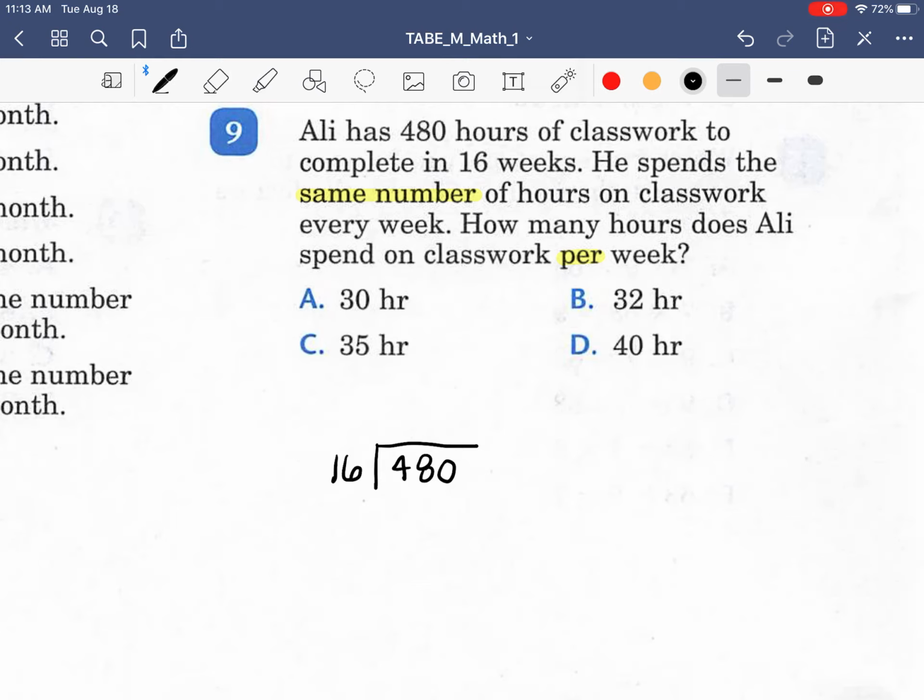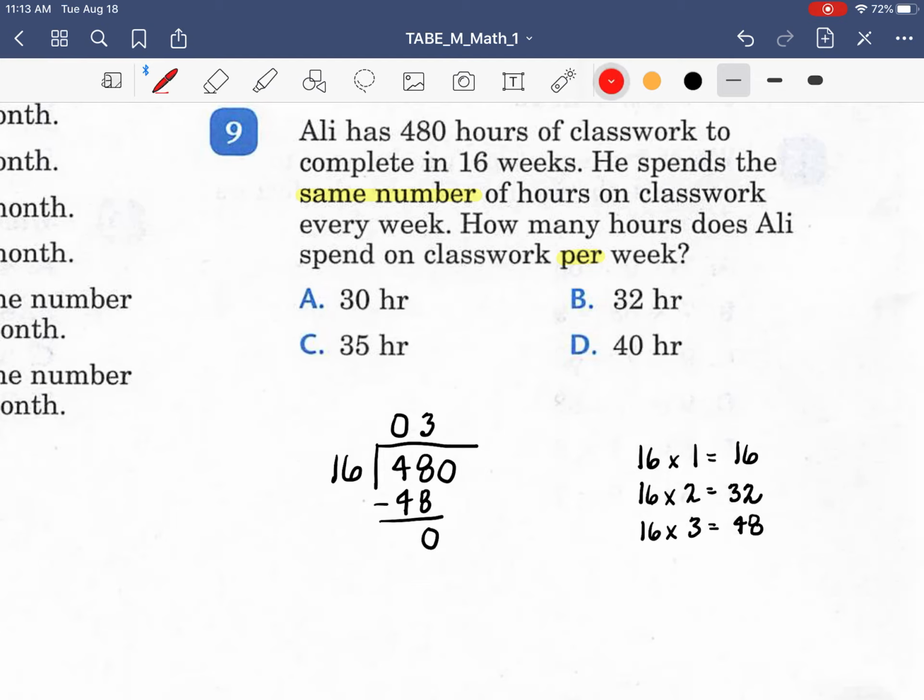16 into 4 is 0. Oops, what did I not do? The most important part. This is the part I don't like. But there's 48, so I think I'm going to stop right there. Because 16 into 48 is 3, with none left.